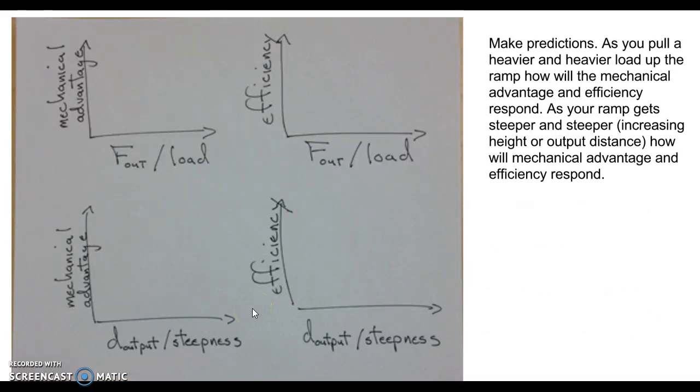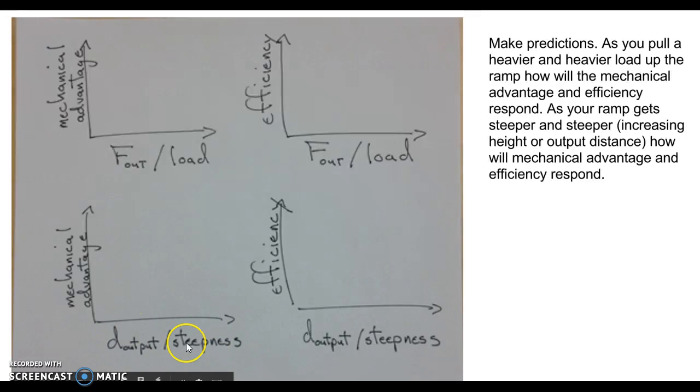Let's make some predictions, as we normally do. We're going to change 2 things. That is the load. We're going to pull a heavier and heavier weight up the ramp, and we're going to see how the mechanical advantage and the efficiency respond. Is it increasing, decreasing, horizontal? What sort of function? Maybe exponential, maybe... Anyway, I'm going to let you try to make a graphical prediction.